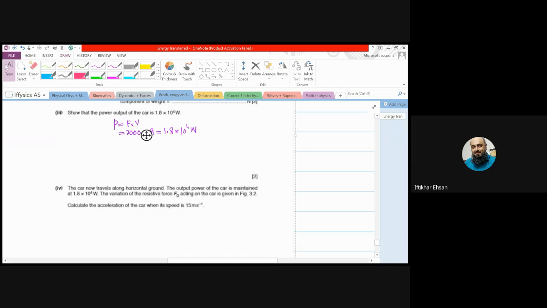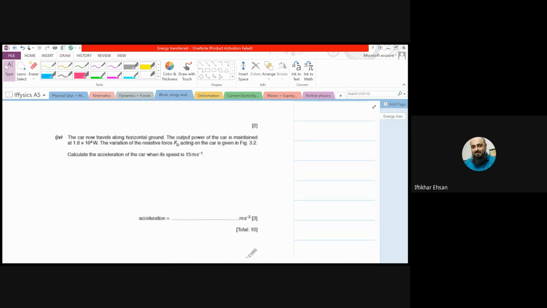The car now travels along a horizontal ground. The output is maintained. The variation of the resistive force is this. Calculate the acceleration of the car when it is at this speed. So acceleration you need to find. What is the most basic formula for acceleration? V minus U over T. F is equal to ma.